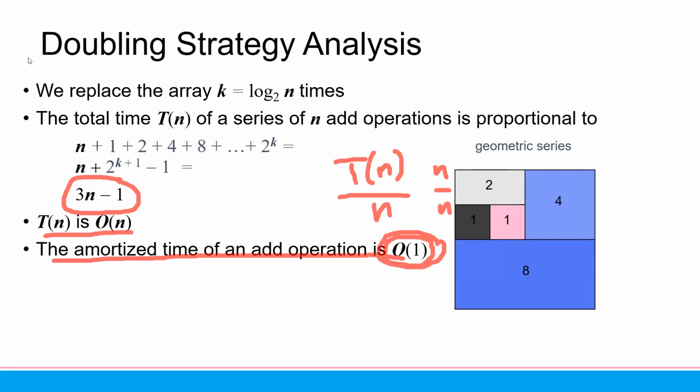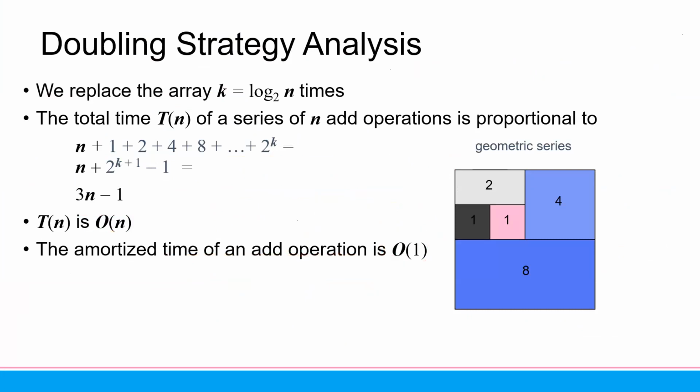It means with the doubling strategy analysis, whenever we add an object to the array, it will take a constant time, or O(1). So which one is the best? If we do with the doubling strategy, it will be the best one because it will always be constant.